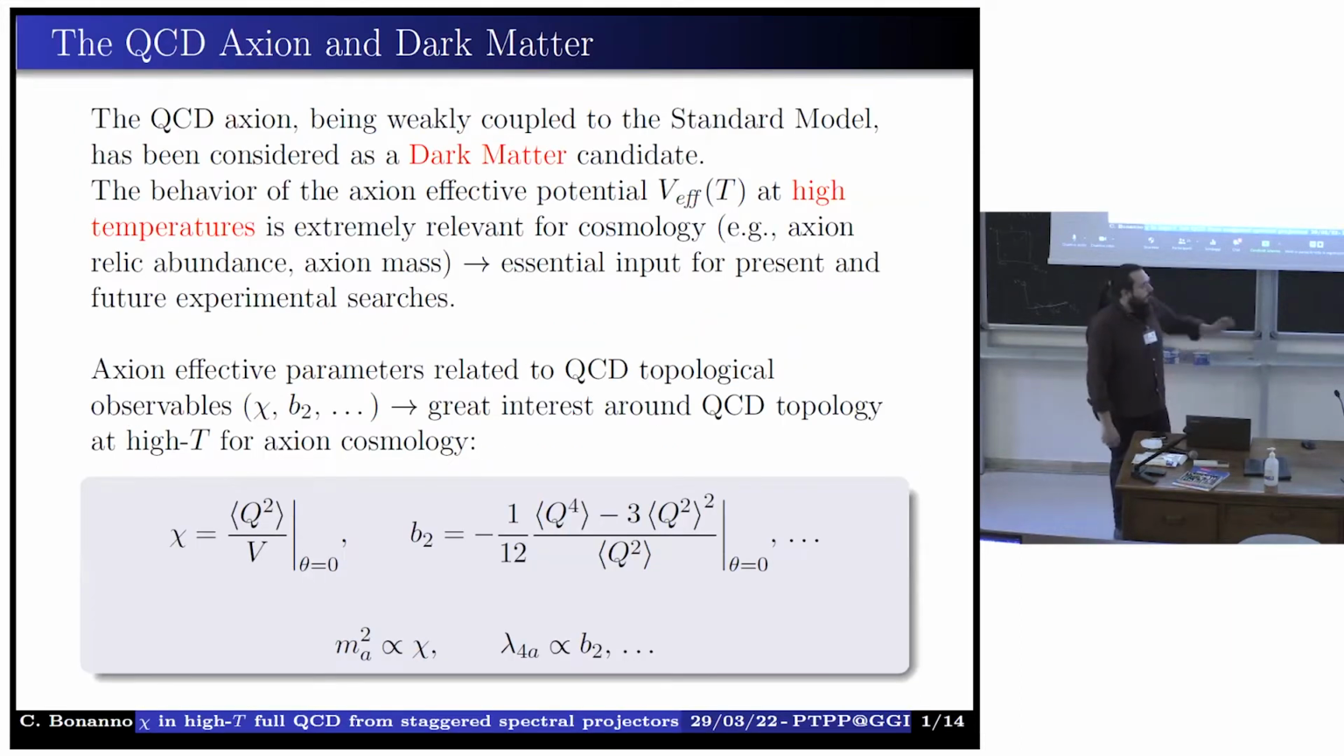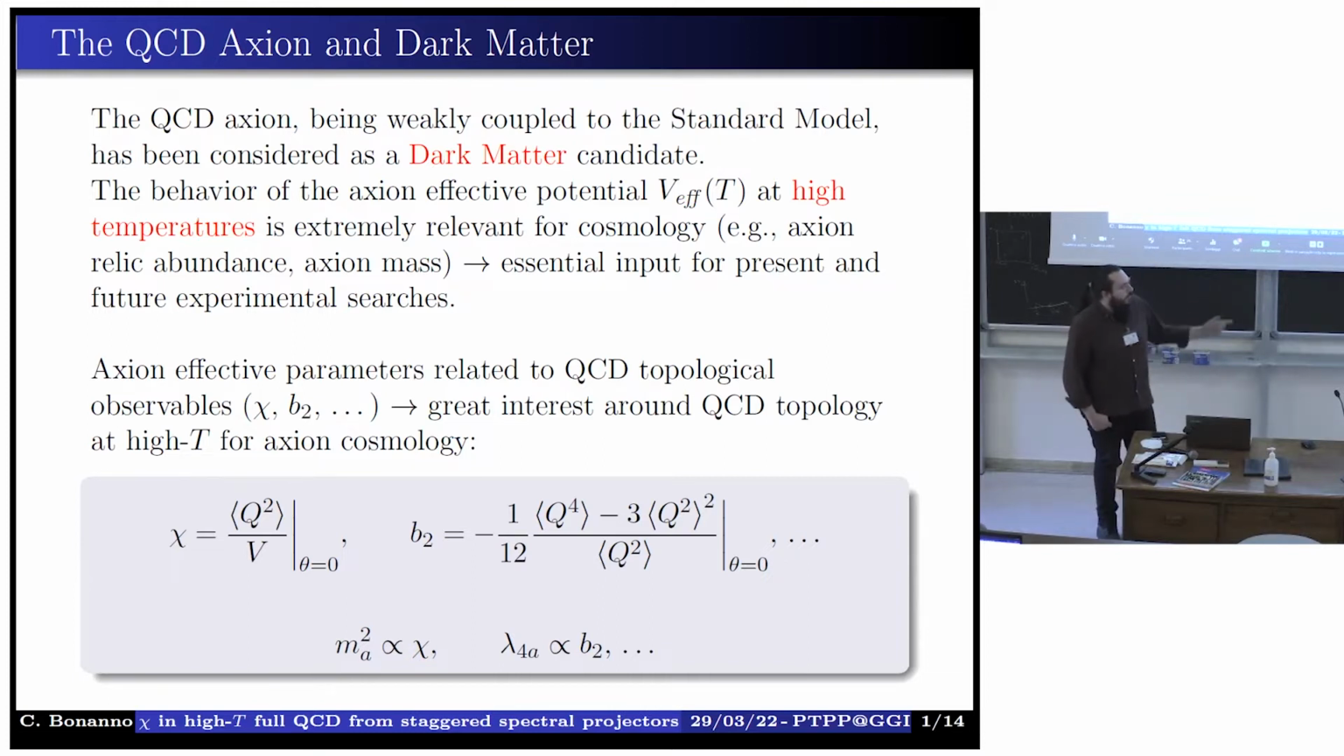So first of all, let me start from the physical motivations behind this work. Of course, this topic has been already discussed extensively. In the context of the QCD axion as a dark matter candidate, we are interested in computing the axion effective potential at high temperatures, so at early times of the universe evolution, because we need this input to compute useful quantities, such as the relic abundance of the axion today, which are also essential inputs, of course, for present and future experimental searches for this particle.